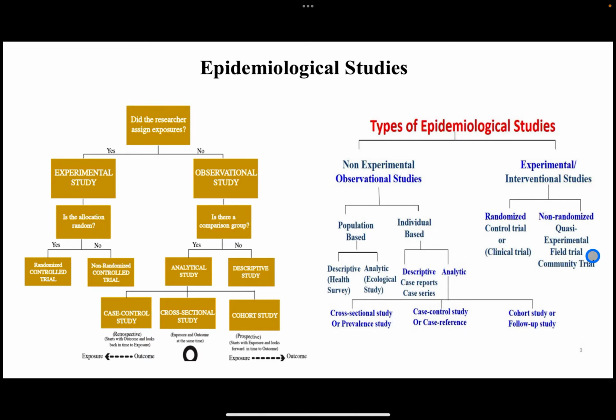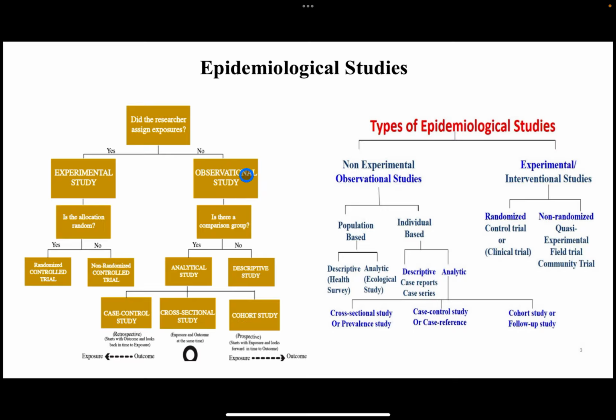Is that okay? We also call it the field trial or community trial. Okay, so we have experimental or interventional studies. Experimental studies can be randomized control or non-randomized control. Okay, so over here you see in this diagram we have, did the researcher assign exposures? Were a group created? If yes, exposures were assigned, then it's an experimental study.